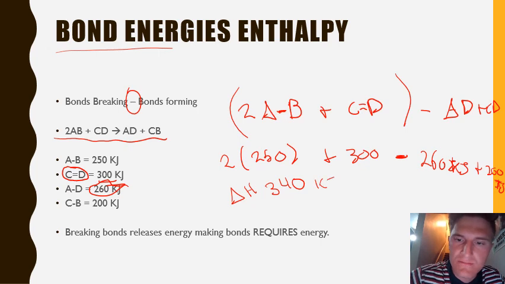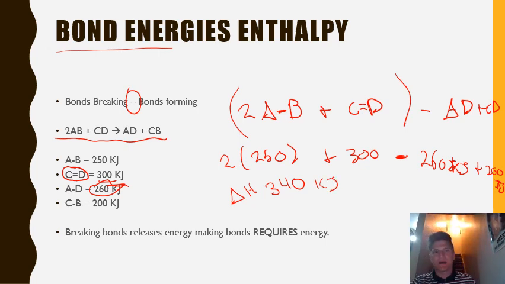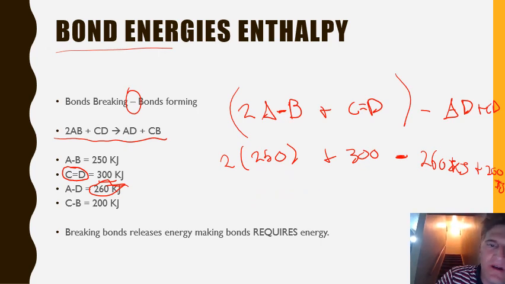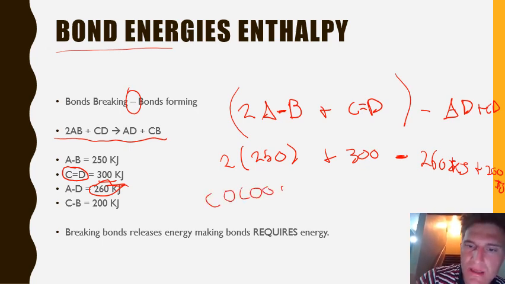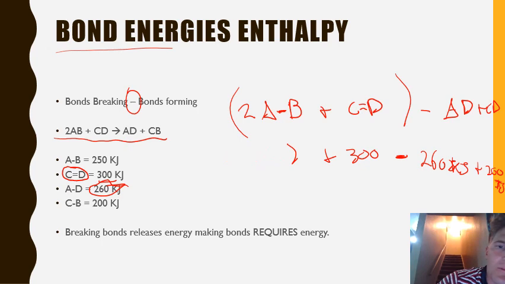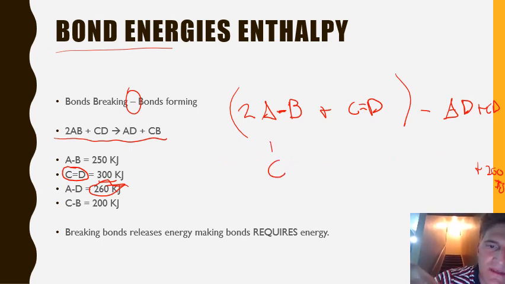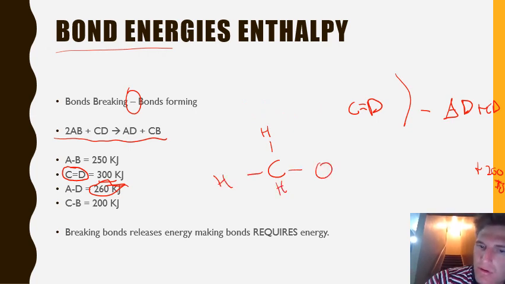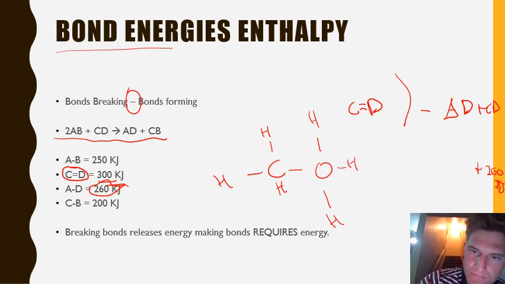340 kilojoules. And so one other thing that's pretty important to remember is if we have a complex compound, we're still going to calculate all of the things broken. So if we have like a COOH or CH2 or CH3 bonded with a number of other things, we'll do an example here, CH3OOH.